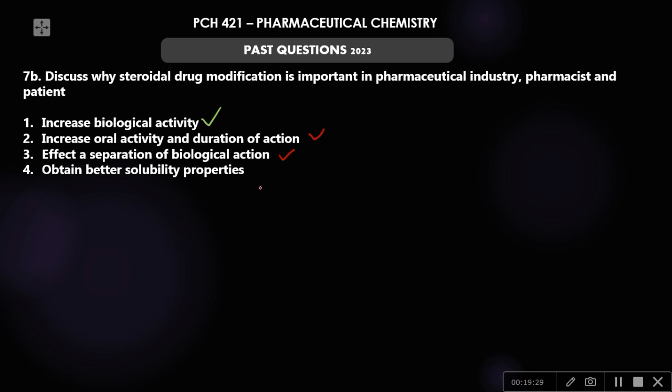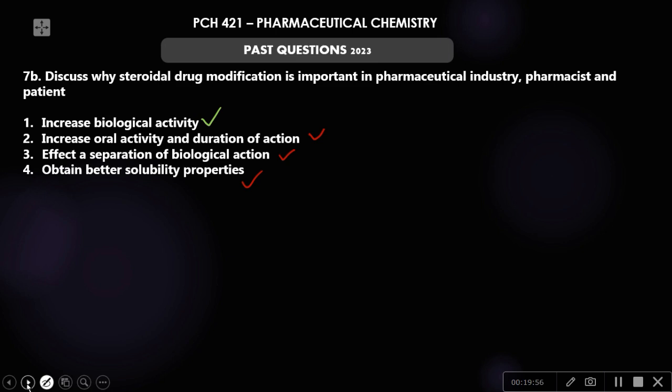Then, obtain better solubility property. Is that okay? So that is the reason why you actually modify drugs. This is something that you can use your brain for. First, increase biological activity; increase oral activity and duration of action; effect a separation of biological action; obtain better solubility properties. You can also say enhance pharmacokinetic parameters, like the half-life.